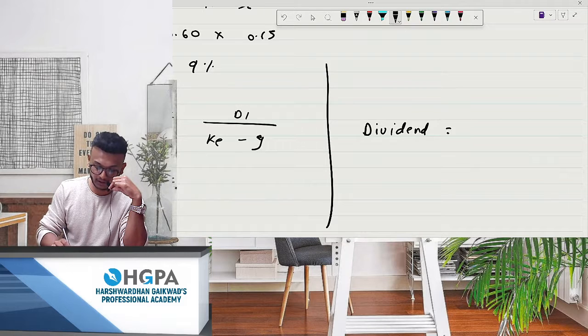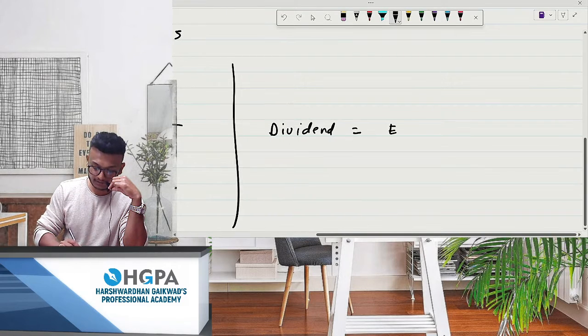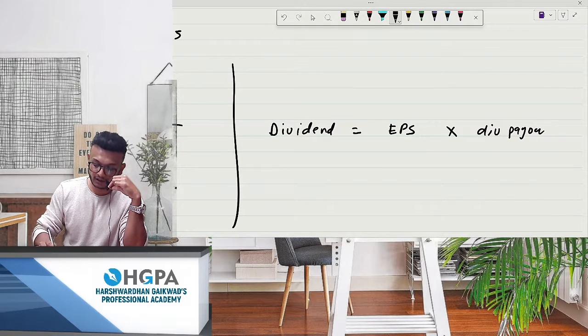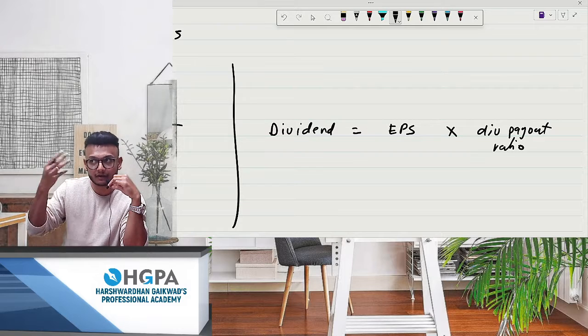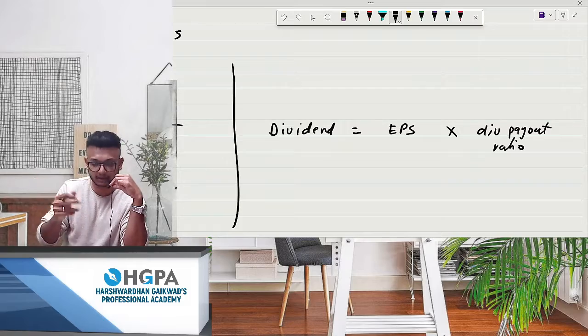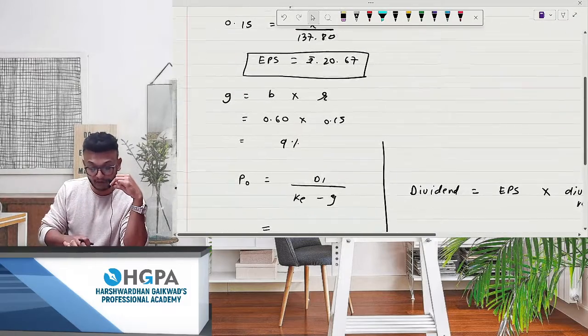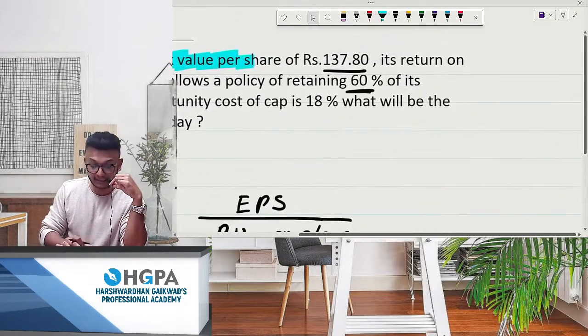Dividend is computed like this: earnings per share, which is EPS, into your dividend payout ratio. See if you can understand this formula. Dividend will come out from where? From earnings only. So if my earnings are 100 rupees and the policy of the company is to distribute 60%, what I'll do is 100 into 60%. In the question, they have already mentioned that the company is retaining 60%.